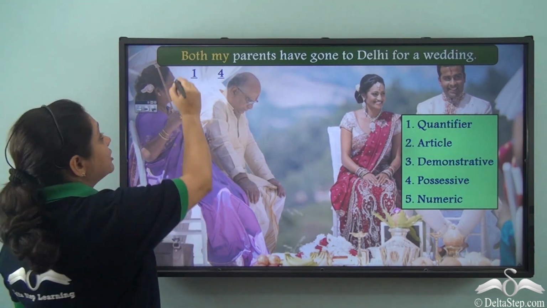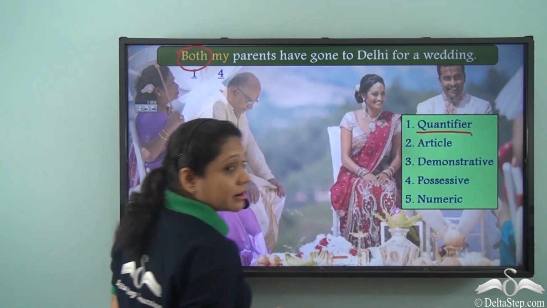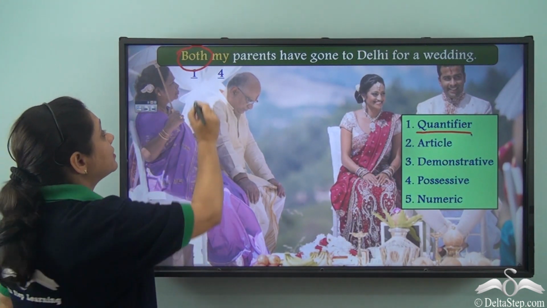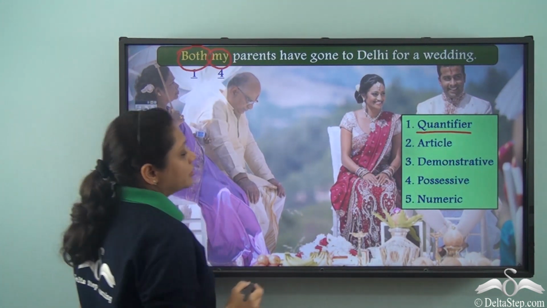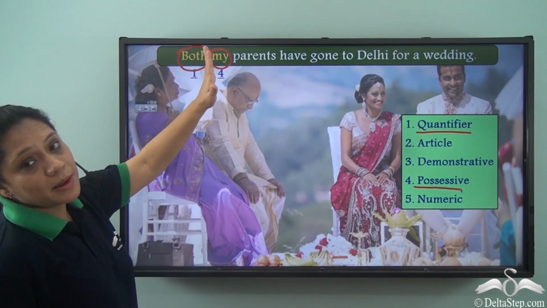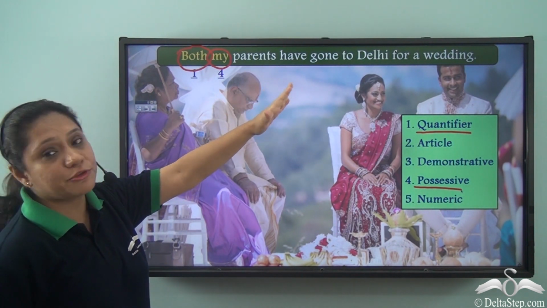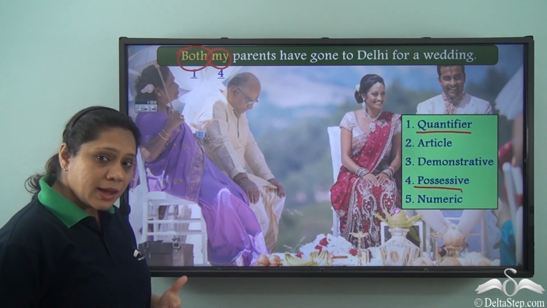So first we have written both, which is a quantifier. We have followed it with my, which is a possessive. So we have both my parents. Can I say my both parents have gone to Delhi for a wedding? No, that would be incorrect.